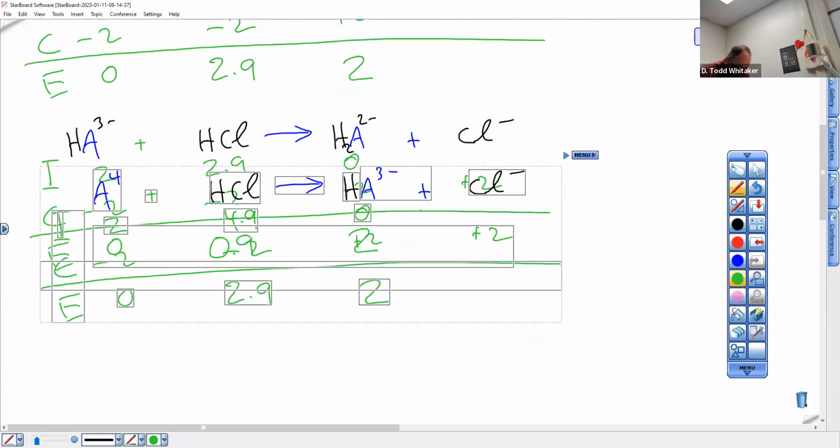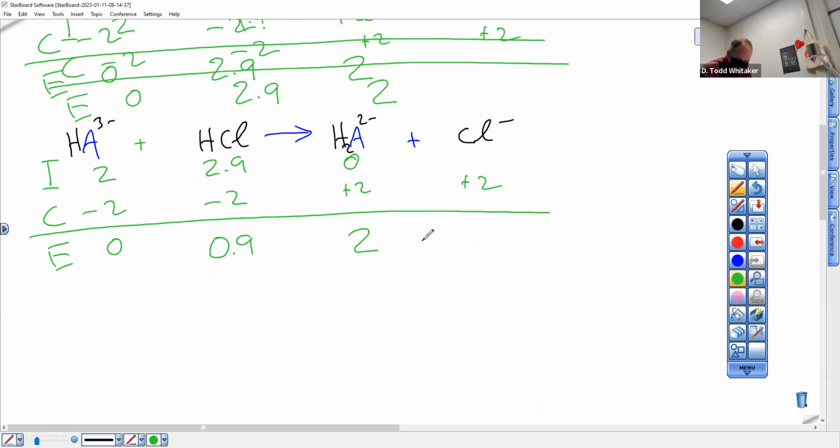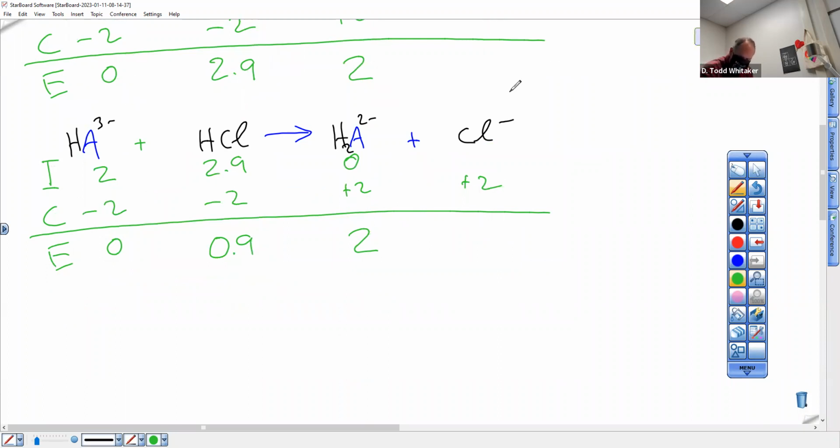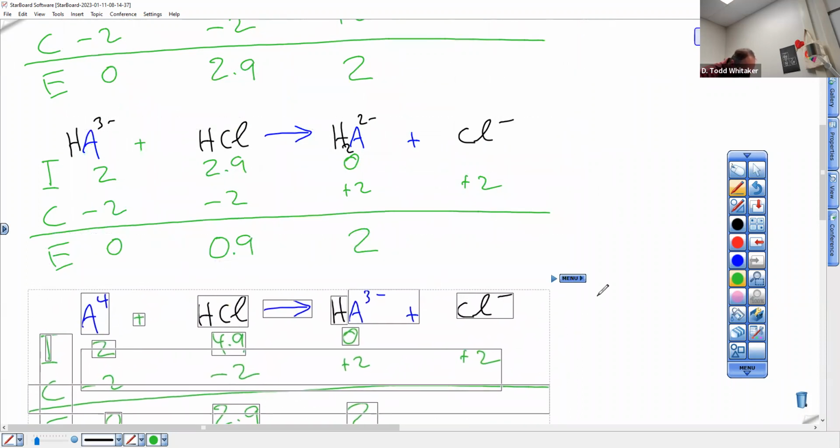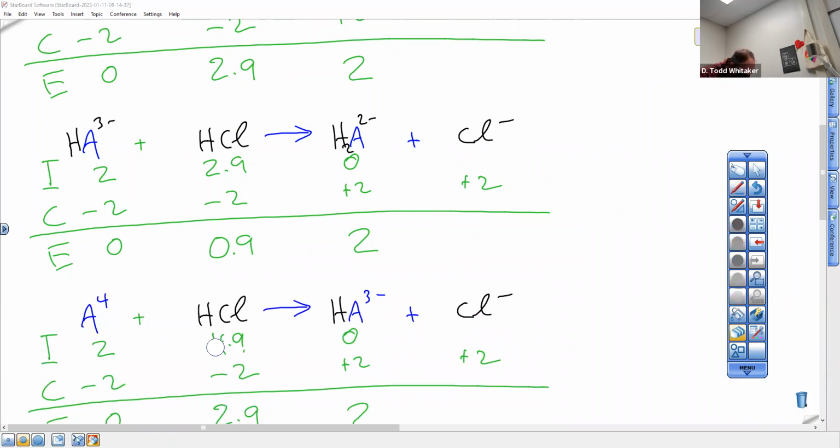And moving down here. I got to do it all the way, Dr. Whitaker. There we go. So what did we start with here? We didn't have that. We didn't have that. And we didn't have that. So we got 2 of H2A 2 negative. And we have 0.9 HCl. That's limiting, right? So we're going to get rid of this minus 2 here. Get rid of that 0 there.